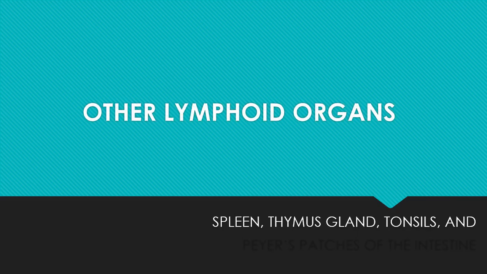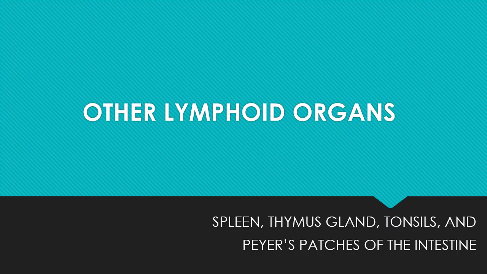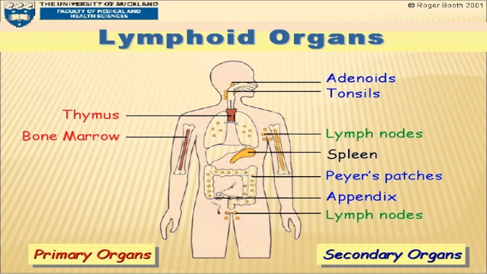Other lymphoid organs: the spleen, thymus gland, tonsils, and Peyer's patches of the intestine. These are examples of the lymphoid organs.